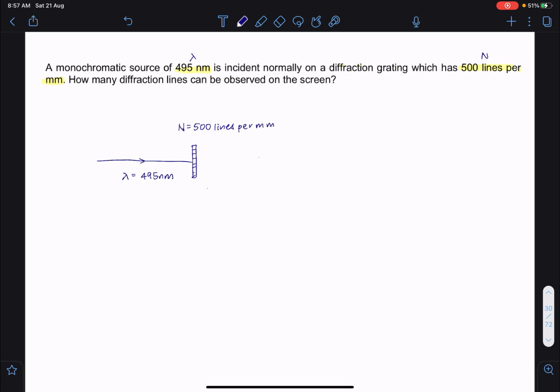In our diffraction grating equation, we know d sine theta equals n lambda, correct? So that actually allows me to find my d. And from that information, I know that d is equal to 1 over n. So I'm just going to write it down as I read.